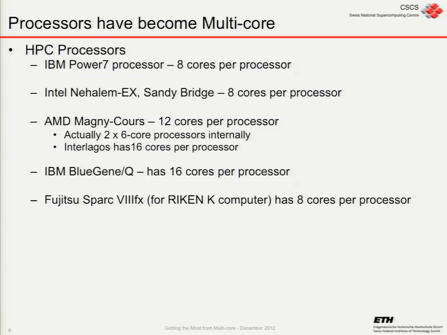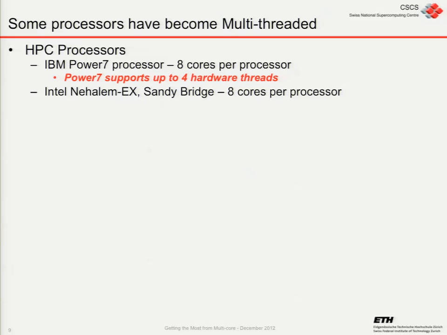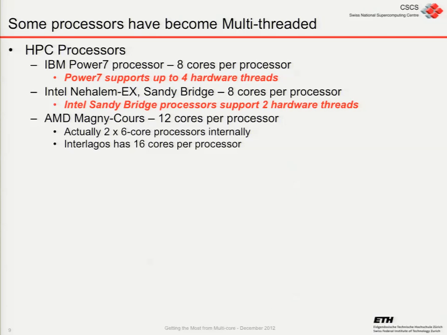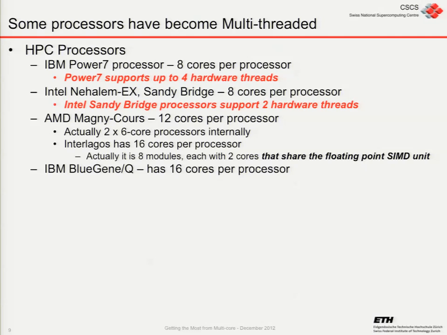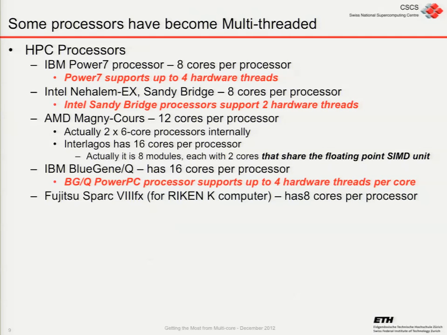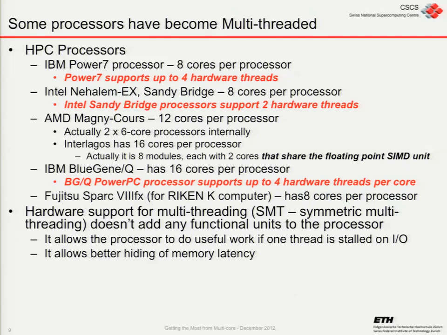So a processor becoming multi-core is actually even more complicated than that sometimes, because some processors become multi-threaded. The Power 7 that we mentioned with 8 cores supports up to 4 hardware threads. The Nehalem, the Sandy Bridge particularly, has 2 hardware threads. AMD Magny-Cours don't, but they have some extra features about sharing floating point units. The Blue Gene Q has 4 hardware threads. The Fujitsu also doesn't. Now, what does all this hardware thread stuff mean?